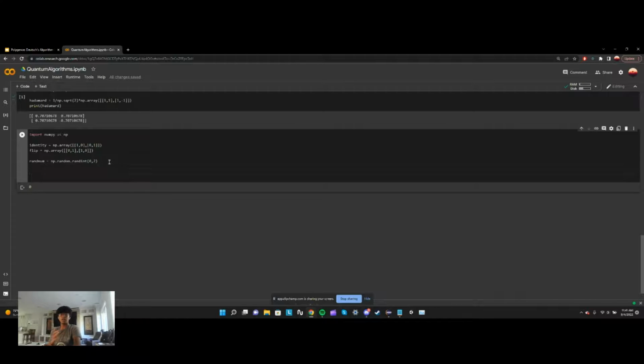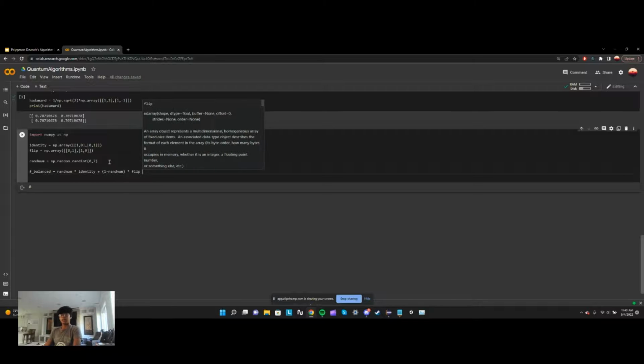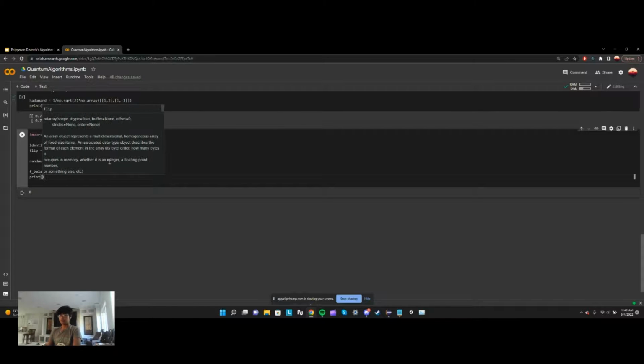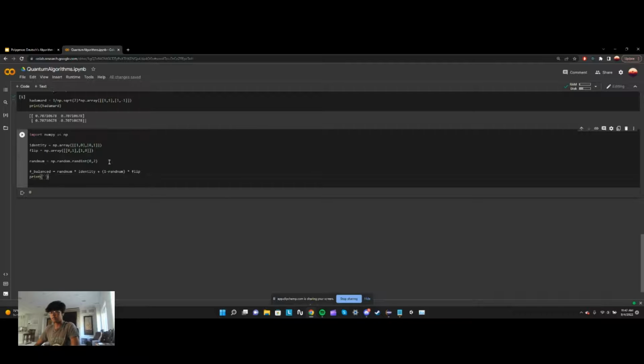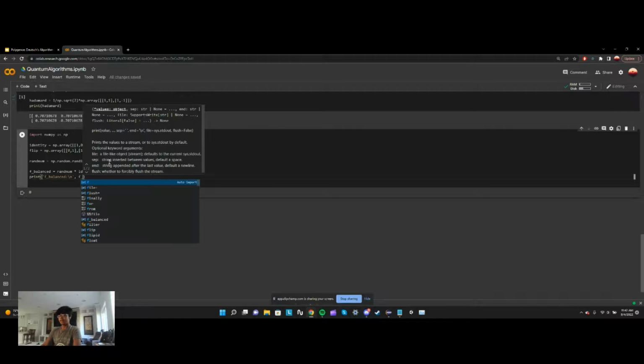Now again, we're going to have our balance operator, f_balance, that is either the identity or the flip operator. So this will just be the random number times the identity plus 1 minus the random number multiplied by the flip matrix. Then we can just print, and mark what our f_balance is. We can also have a new line too, just to make it a little more organized.